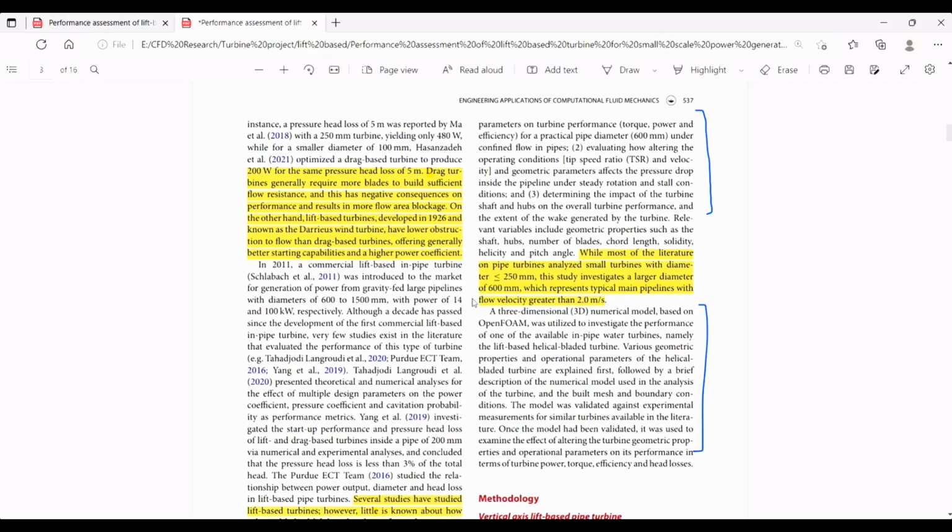So, in this study, the author has analyzed a turbine that has a diameter of 600 millimeters, and for the numerical analysis, the author has used the popular and widely used open source CFD solver called OpenFOAM.